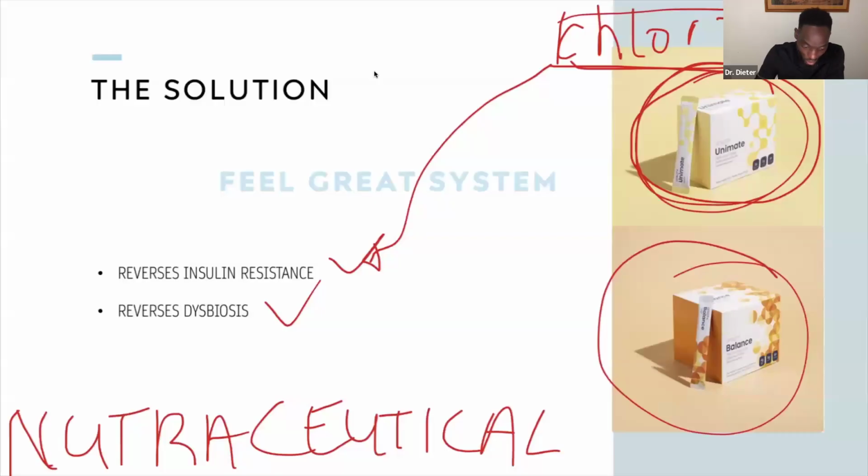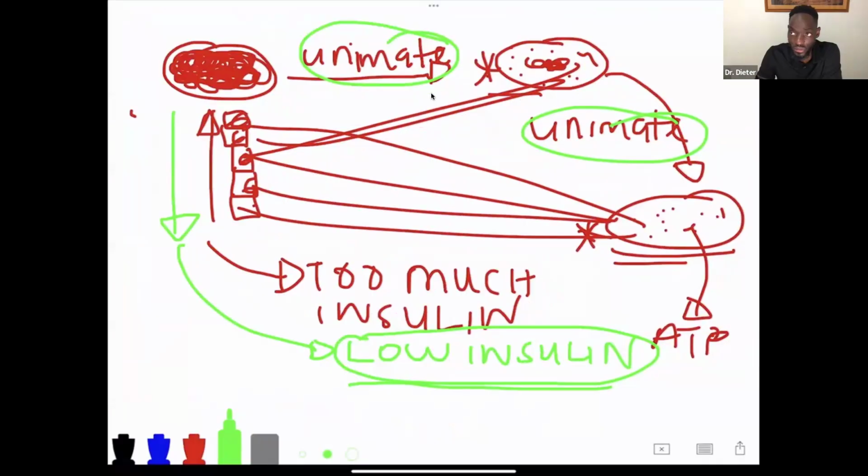The other product in this nutraceutical is called Balance. Balance, guys, is just simply fiber. It's fiber made from several different plants that have been merged together in a special polysaccharide matrix. We don't consume enough fiber. And fiber does exactly the same thing to reverse insulin resistance as Unamate. Exactly the same thing. Causes lipolysis, frees up glucose, causes glucose to get into the cell.